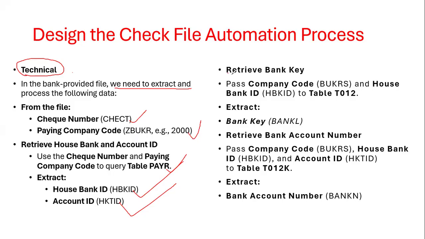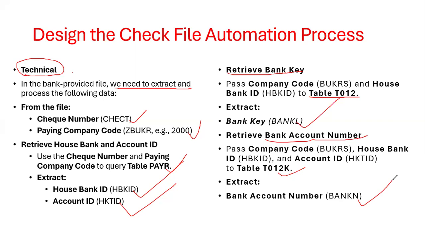And retrieve the bank key. Pass the company code BUKRS and the house bank ID into the T012 table and get the bank key. It's important. Retrieve the bank account number. How are we going to retrieve the bank account number? Pass the BUKRS, house bank ID and account ID into table T012K and get the bank account number. These are the few most important fields to process the file into the SAP system.